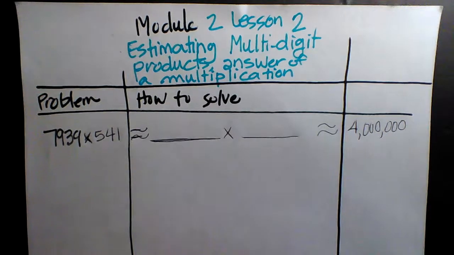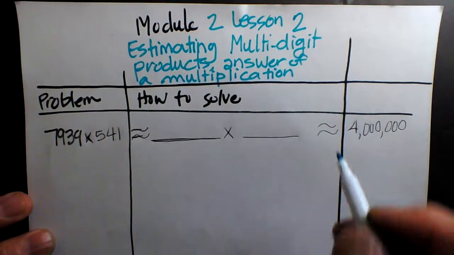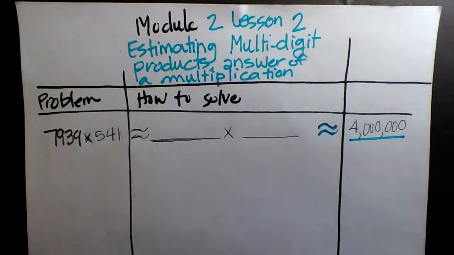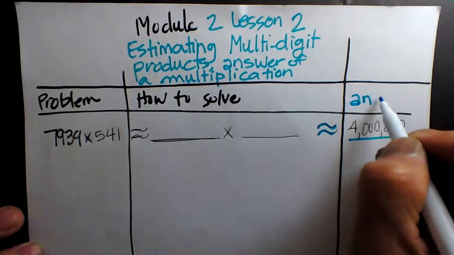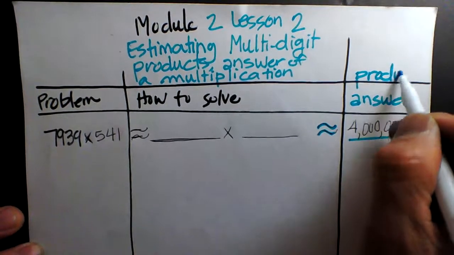Okay, we're here with the last part of lesson 2 of module 2. Okay, now this is another format. A lot of times students get thrown off by the format of the multiplication. On this format, they're asking you to estimate, same thing as we did before. But here's the difference. In this one, they are giving us the answer. So we have the answer over here. Remember, this is also called the product.